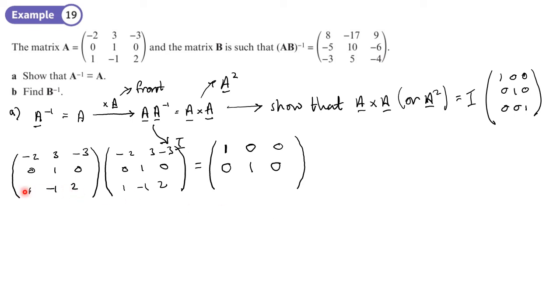Right, so bottom row, first column. So we get negative 2 plus 0 plus 2, so negative 2 plus 2 basically is 0. Moving on to the second column on the bottom row, so we get 3 minus 1 minus 2, which is 0.